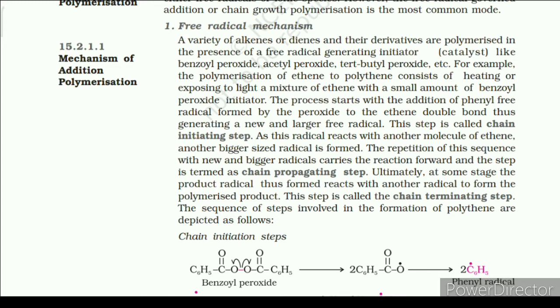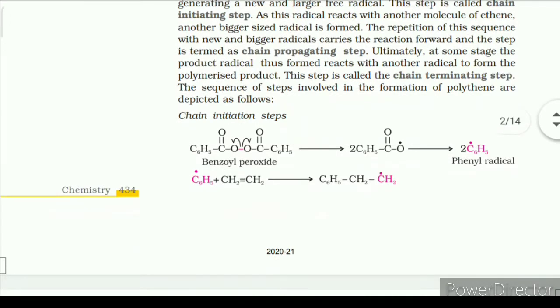As this radical reacts with another molecule of ethene, another bigger sized radical is formed. The repetition of this sequence with new and bigger radicals carries the reaction forward, and the step is termed the chain propagating step. Ultimately, at some stage, the product radical thus formed reacts with another radical to form the polymerized product. This step is called the chain terminating step. The sequence of steps involved in the formation of polyethylene are depicted as follows.